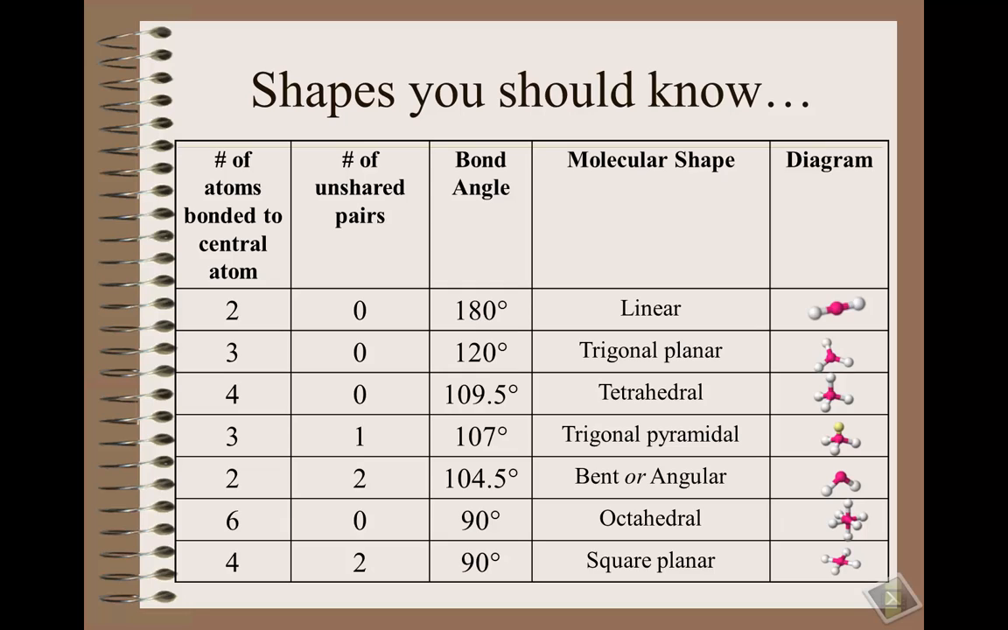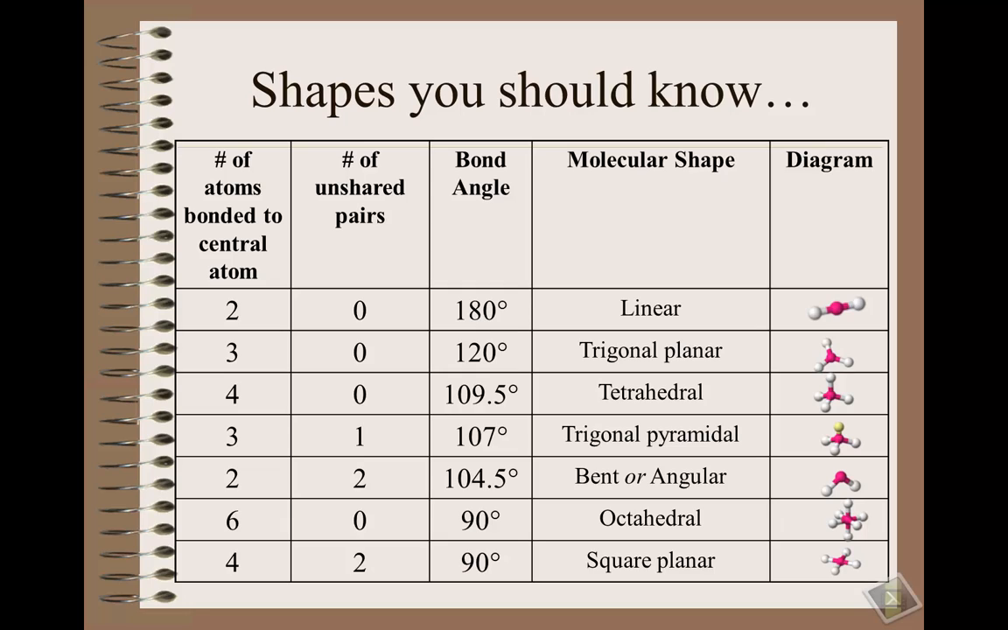That's referring to the lone pair, the unshared pair, on, say, ammonia. Ammonia, NH3, would take on a trigonal pyramidal shape because it had the three atoms bonded to it, the hydrogens, and the one unshared pair that sat on the nitrogen central atom.